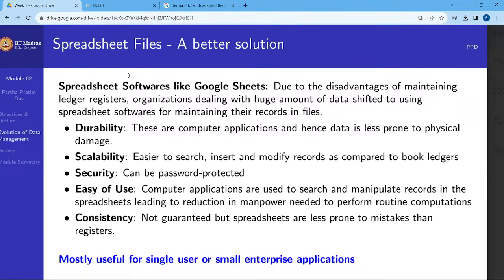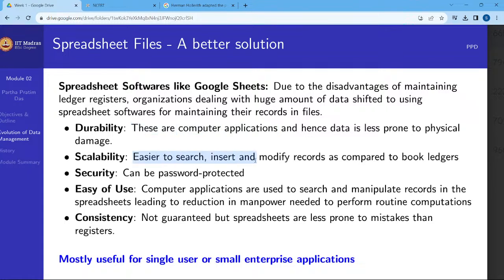Spreadsheet files, a better solution. Software like Google Sheets, but I use Microsoft Excel, so I won't promote this. Due to this and due to the disadvantages of maintaining ledger registers, organizing, and dealing with huge data, people started shifting to spreadsheet software. That is what they are saying. Durability: data is less prone to physical damage.